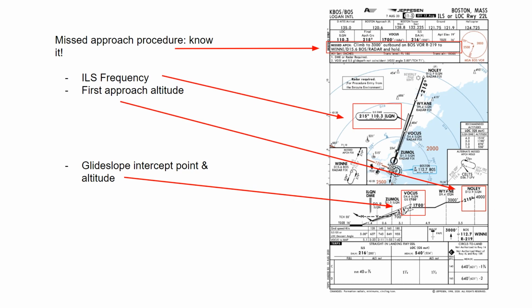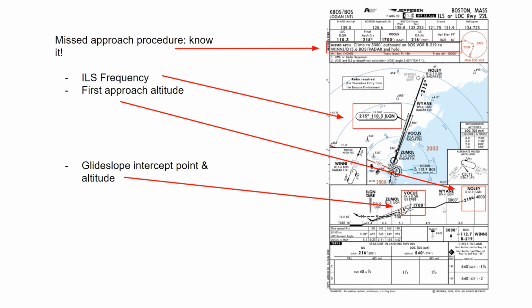Yeah, so then they'll say maintain 3,000 until established on the localizer, which means do not descend below 3,000, even if it says so in the chart, until you've captured the localizer, essentially. And you'll know when that is, because not only does it say it on your primary flight display, but your airplane will also start turning by itself, so you'll know.